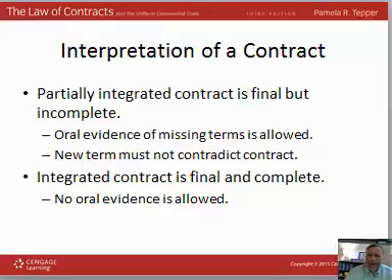It also can make a difference as to whether or not a contract has been fully performed. A contract that is signed and is finalized but hasn't been fully performed is called a partially integrated contract. In this case, the court may allow some oral evidence to help them determine the purposes of the contract, terms in the contract. If, however, the contract is final and complete, it's called an integrated contract, and in that case, the court will not allow any oral evidence.